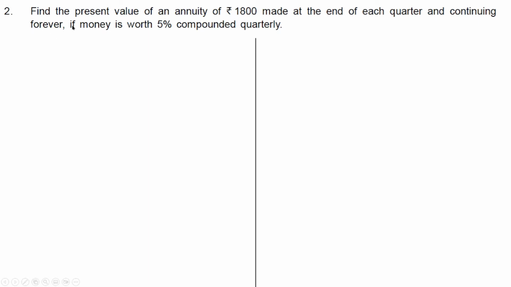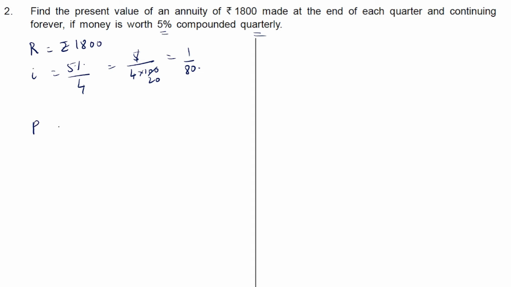Next question. Find the present value of an annuity of rupees 1800 made at the end of each quarter and continuing forever if money is worth 5% compounded quarterly. So again here we have to find the present value of annuity of rupees 1800. So this is R, 1800, and the rate per period I is 5% compounded quarterly. So it is 5% divided by 4, or it is 5 by 4 into 100. It is 1 by 80.